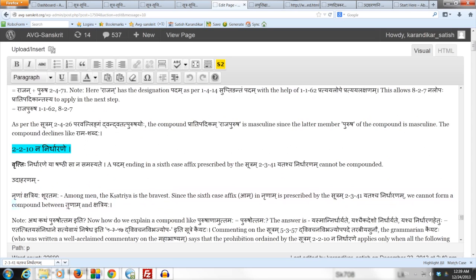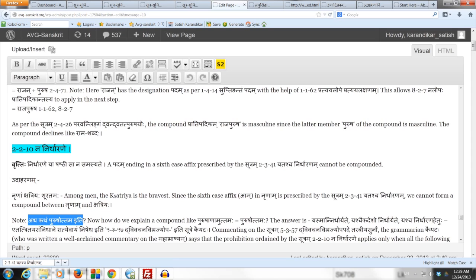So in short, compounding cannot be done between the Padam which denotes the group and the Padam which denotes the item which is being singled out from the group. This singling out is called Nirdharanam, and that is when we have to remember this Sutram 2-2-10 Na Nirdharane, which prohibits compounding between the Shashtyantam Padam which denotes the group from which something or someone is being singled out and the Subantam Padam which denotes the item being singled out.